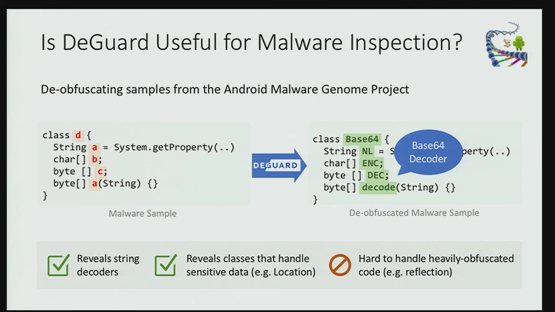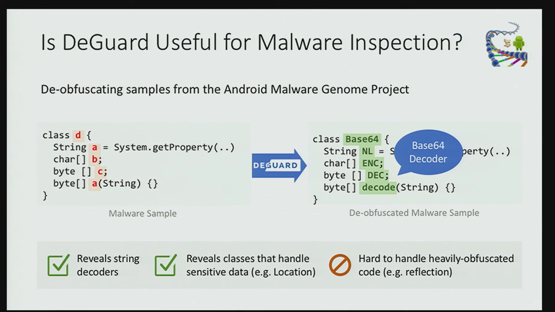Finding where such string decoders are and what kind of decoders they are is quite useful when you inspect malware, because malware often obfuscates the strings. For example, if it has strings that represent a command or some code that will get executed, this is very commonly done by malware. Another useful thing, very often DGuard managed to find the classes and methods that handle sensitive data, like location. And this means that if you want to inspect where this kind of data is handled, you can simply grab the deobfuscated code for the appropriate identifiers and then investigate that piece of code.